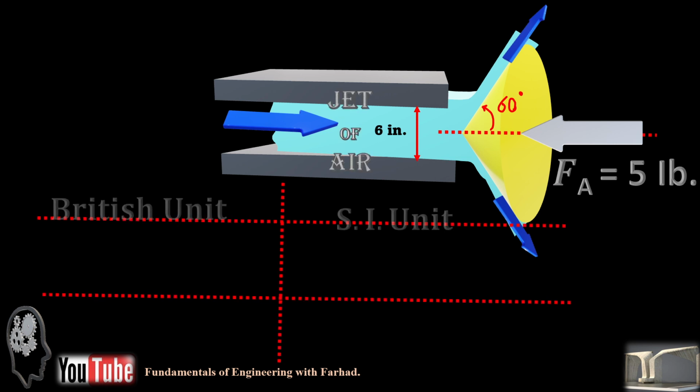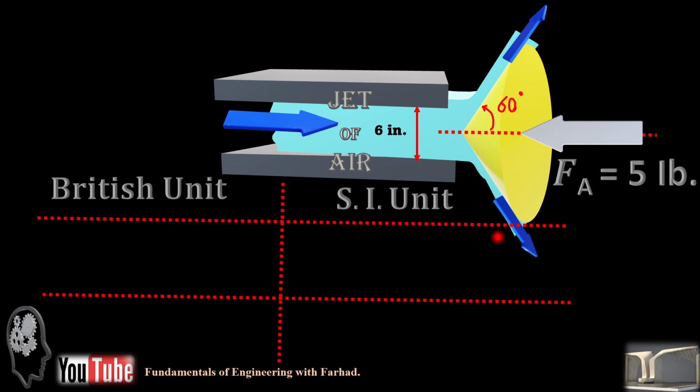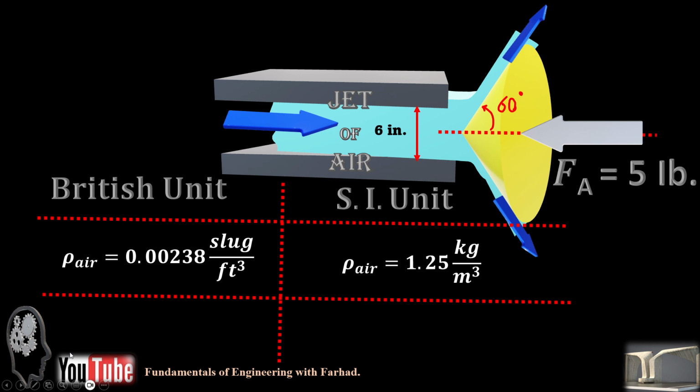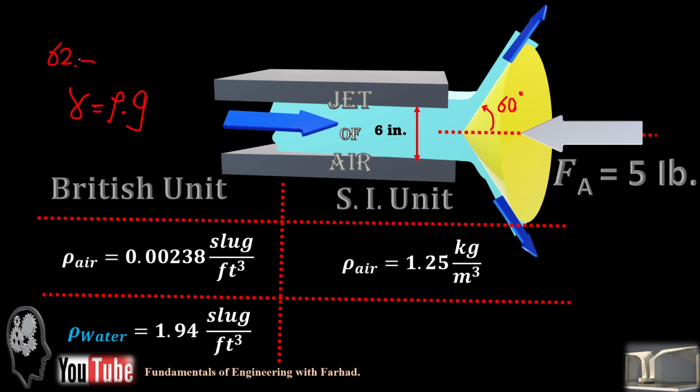If you pay attention to the two units, British units and SI units, you can easily see rho of air is 0.00238 slug per feet cubed in British units, and in SI units that's 1.25 kilogram per meter cubed. The one which is more known to us is rho of water, which is 1.94 slug per feet cubed, and that comes from gamma equal to rho times g. Gamma of water is 62.4, and if you divide it by g, which is 32.2 in British units, you can easily get this number.